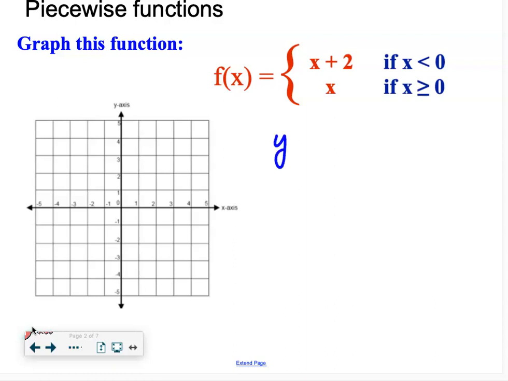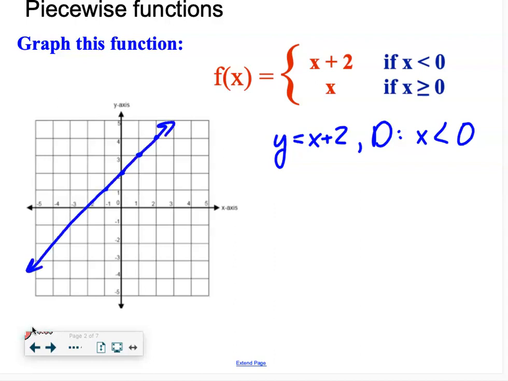So we're graphing y equals x plus 2 if the domain was restricted to just x is less than 0. Now y equals x plus 2 is a normal line, slope of 1, y-intercept of 2. If I was graphing it normally, my graph would look like that. However, this graph is only valid for the x's that are less than 0.